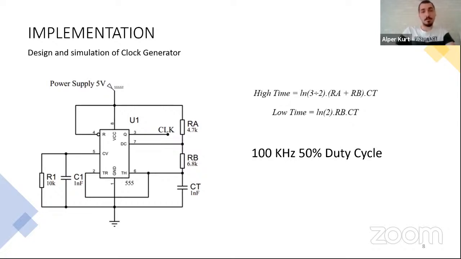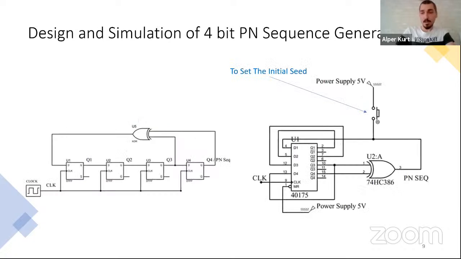So I started my design with the clock generator circuit. I use a 555 timer IC to generate a clock which has a 100 kHz frequency and 50% duty cycle. However, this is not a crucial design because the clock can be fed from external sources, let's say a signal generator or maybe a microcontroller. So that's why this is not a crucial part of my project, but I wanted to design my own clock generator circuit.